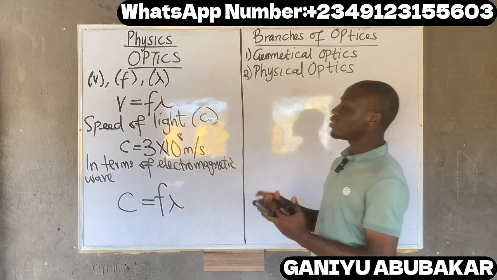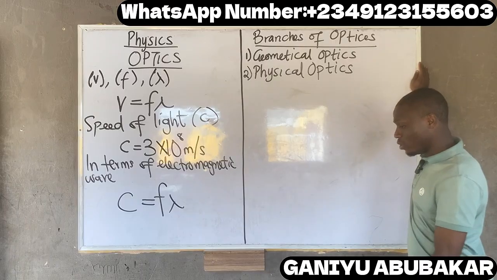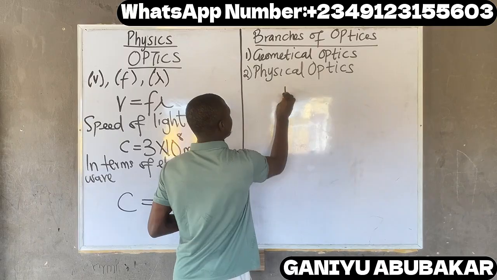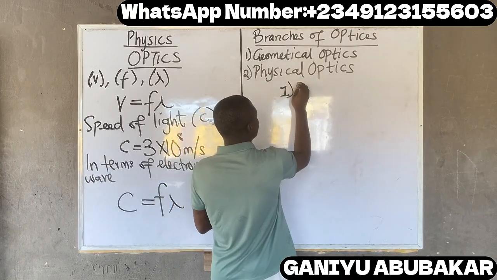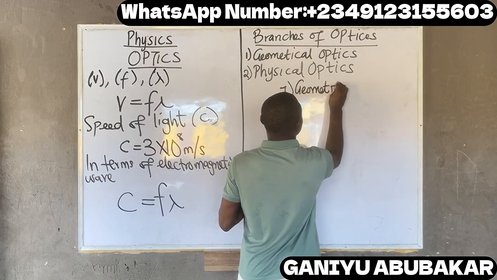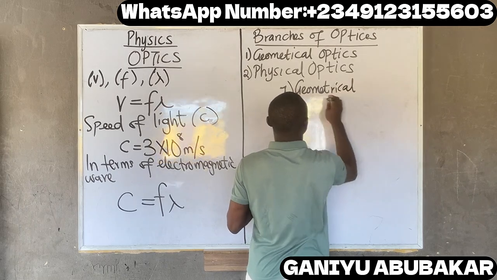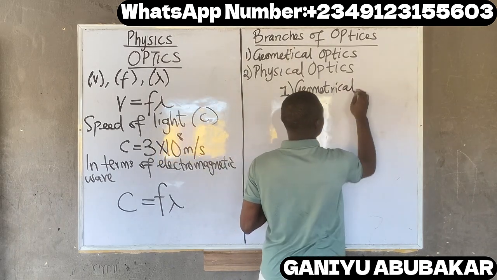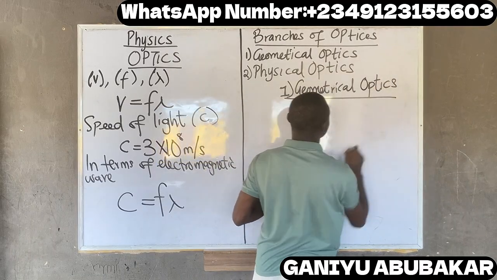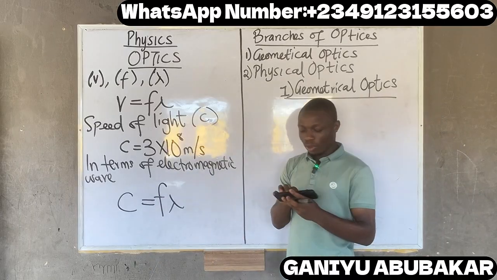All right. So what I will do here is this. I won't waste much time. I'll just touch the two of them, look at what they mean, and then move on, please. Let's look at the first one there, called geometrical optics. So let's explain what geometrical optics means, and let's see what it entails.